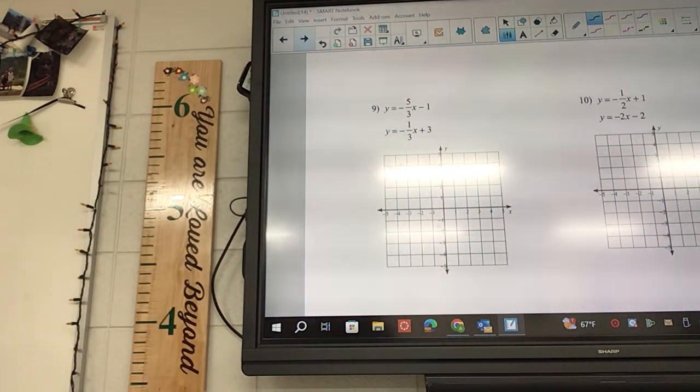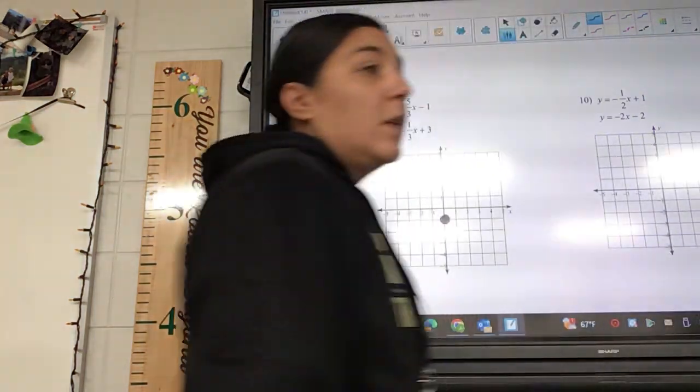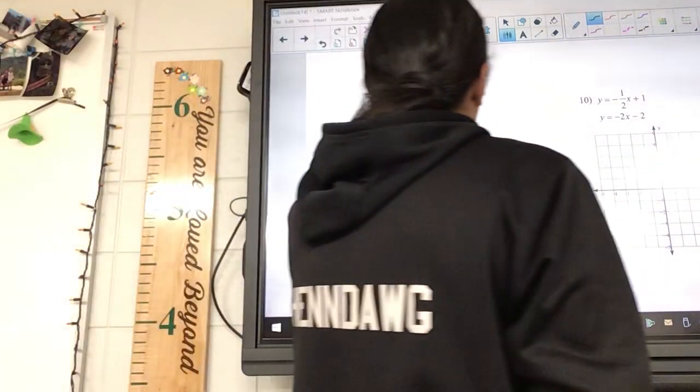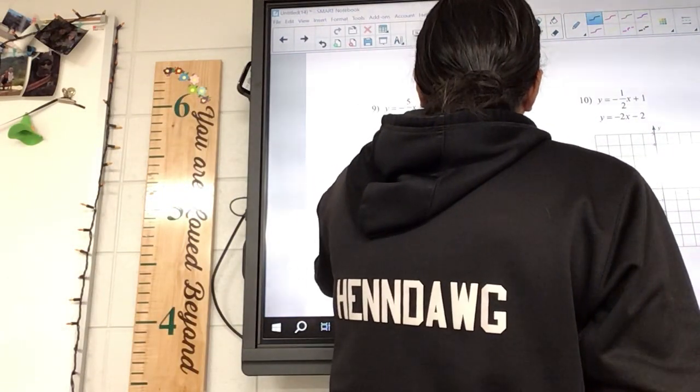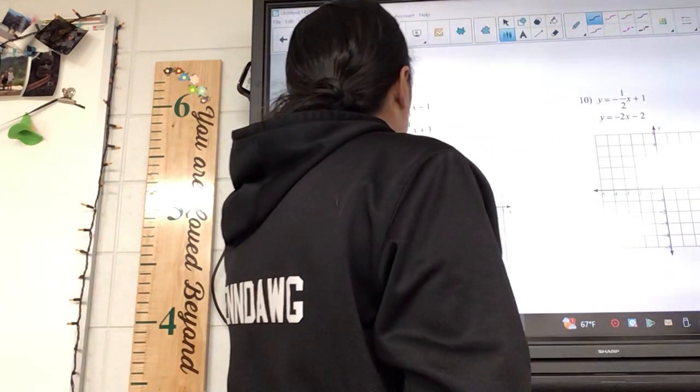9. Line 1 starts at -1, and it has a slope of 5/3. So we're going to go up 5, 1, 2, 3, 4, 5 over 3, or down 5, 1, 2, 3, 4. Okay, so those are the only two that we can do.